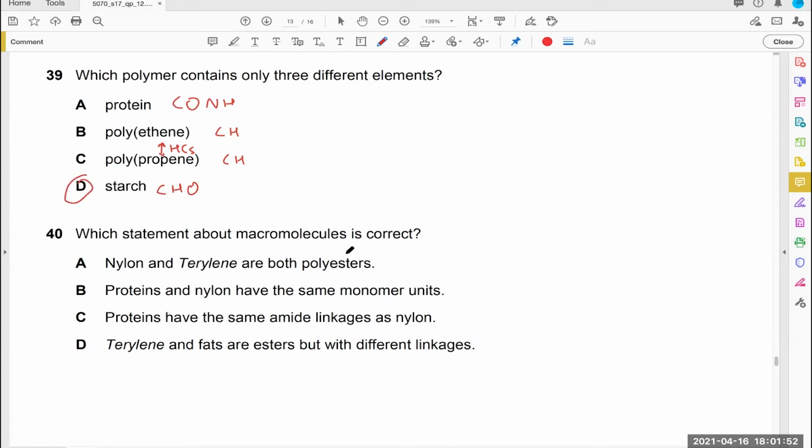Which statement about macromolecules is correct? Okay, let's see. Nylon, which is a polyamide with amide linkage, and terylene are both polyesters. Actually that's wrong. Terylene is like fats and nylon is like protein. So they're clearly different. Proteins and nylons have the same monomer units. That is wrong. They have the same linkage. Monomer units are different. Protein is made from amino acids and nylon is made from diamines and dicarboxylic acids.